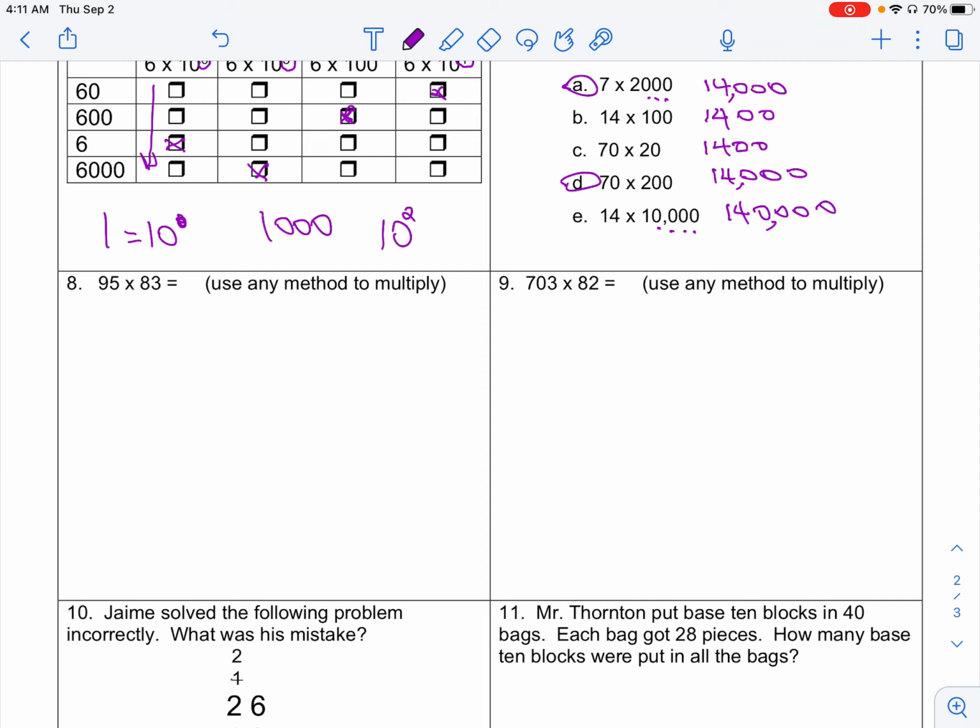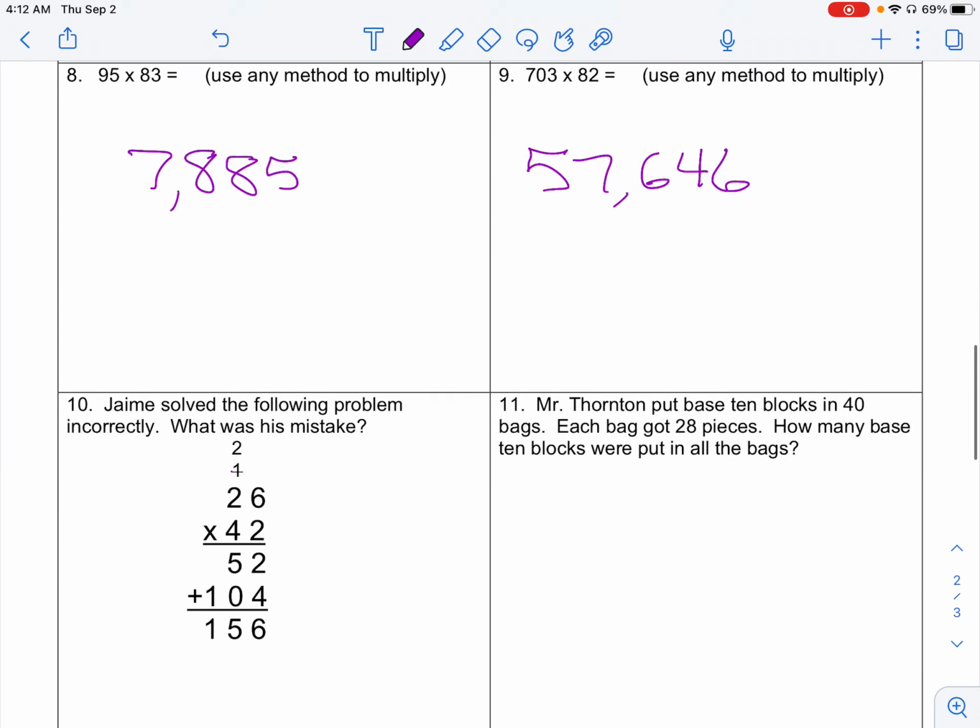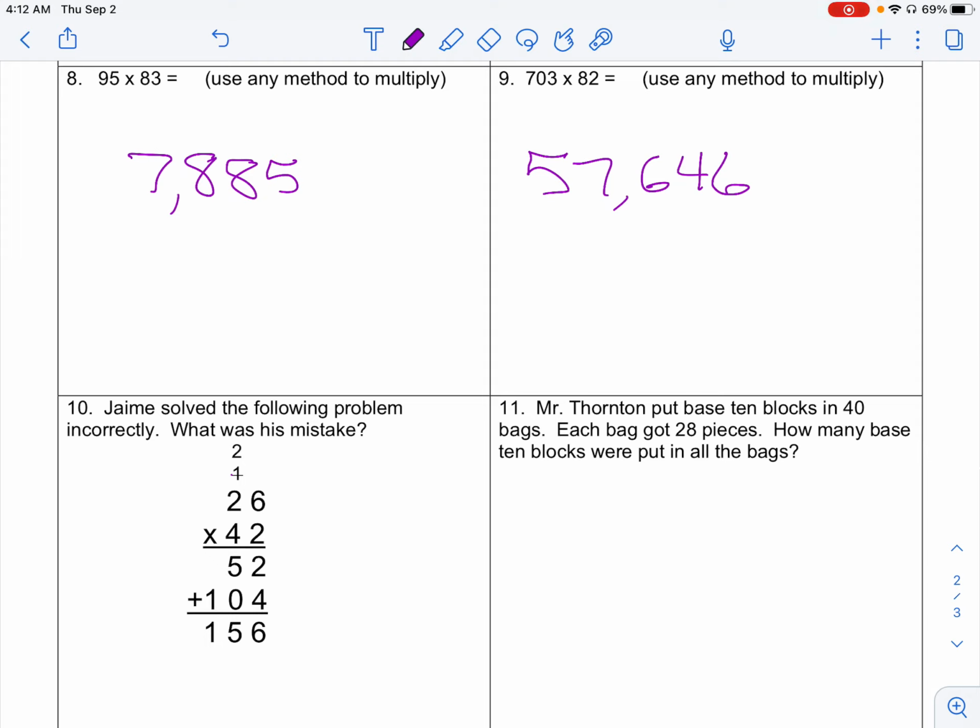Okay, in trying to just save a little time here, I'm going to just give you the answer for number 8. It's 7,885. Number 9 was a big one, 57,646. I wonder which way you solved that one. Did you do the standard algorithm, or did you hold tight with the area model? Because that's a big problem to do.